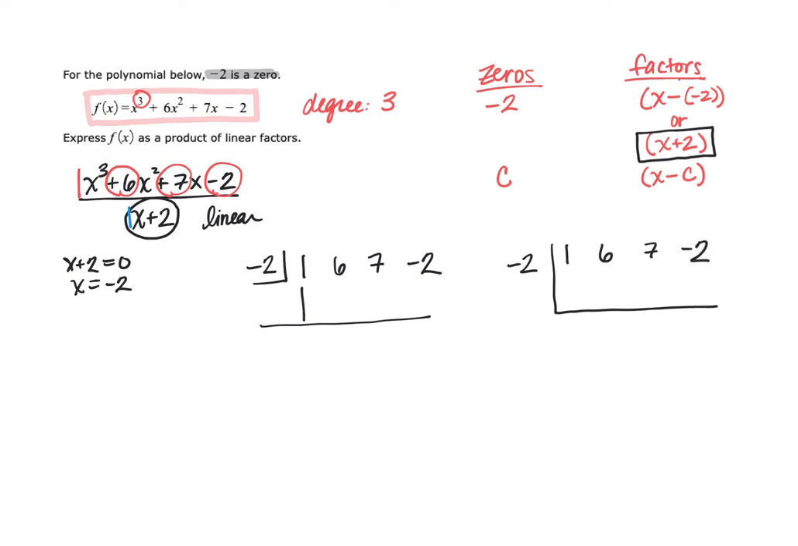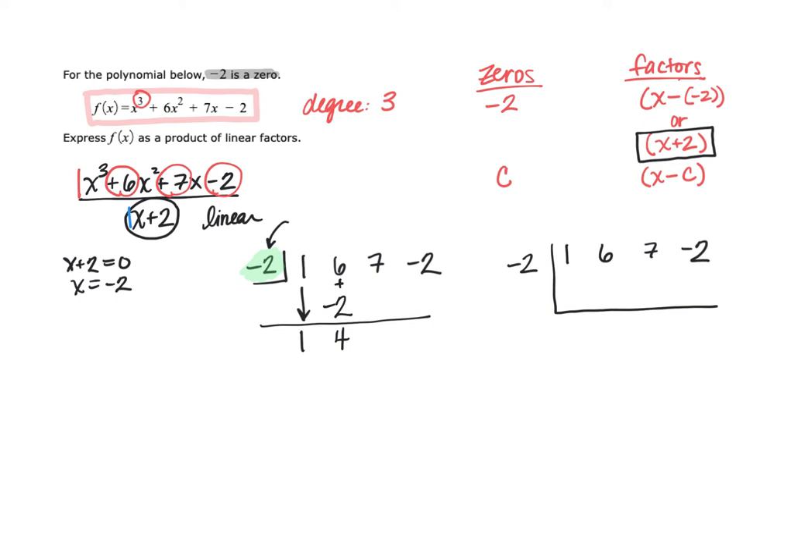And then synthetic division, remember, is where you're going to bring down the first number. So we'll bring down the 1, and then we multiply that number by whatever is in the box. So in this case, we brought down 1, and we're multiplying that by -2. So 1 times -2 is -2. And then we add straight down. 6 plus -2 is +4. And then you multiply again by the value in the box.